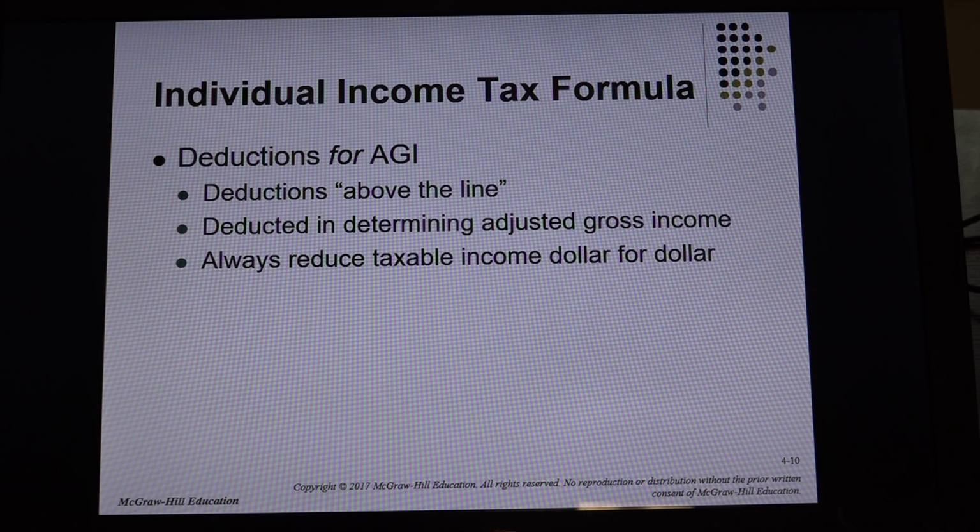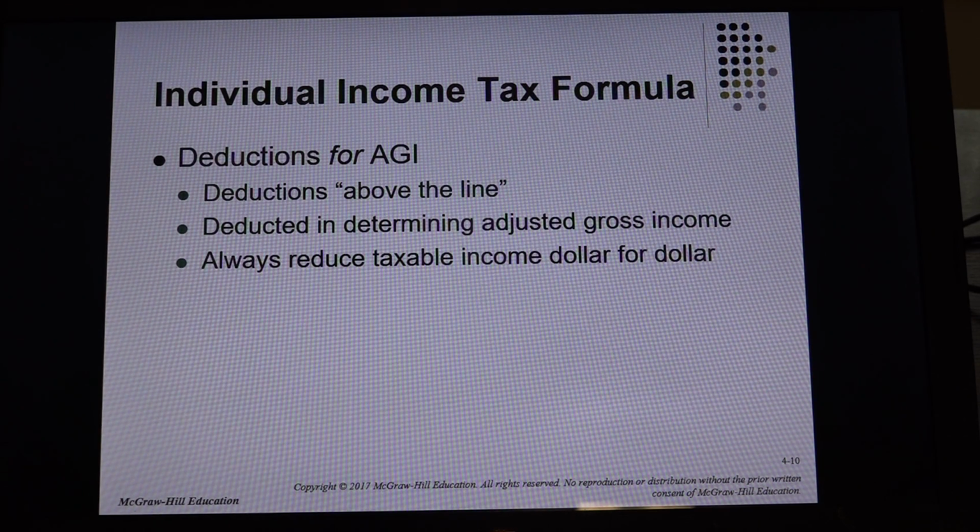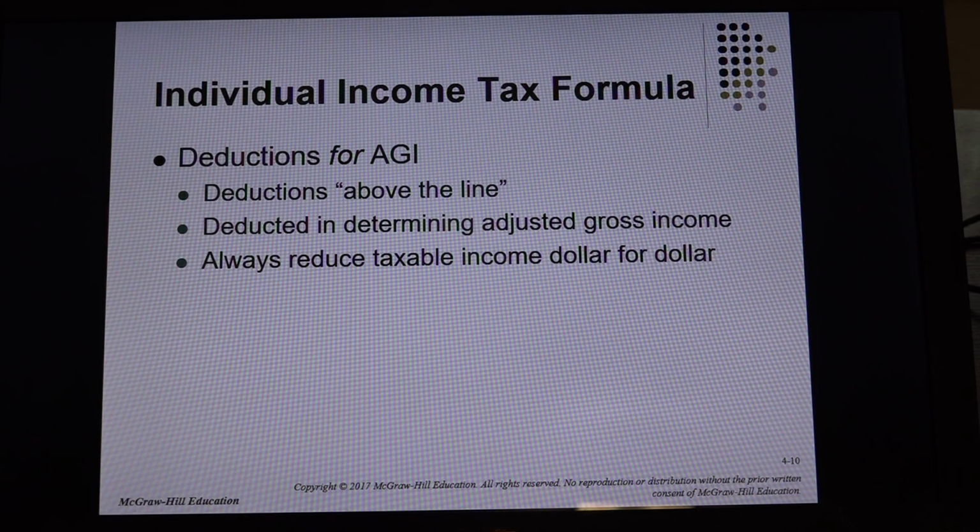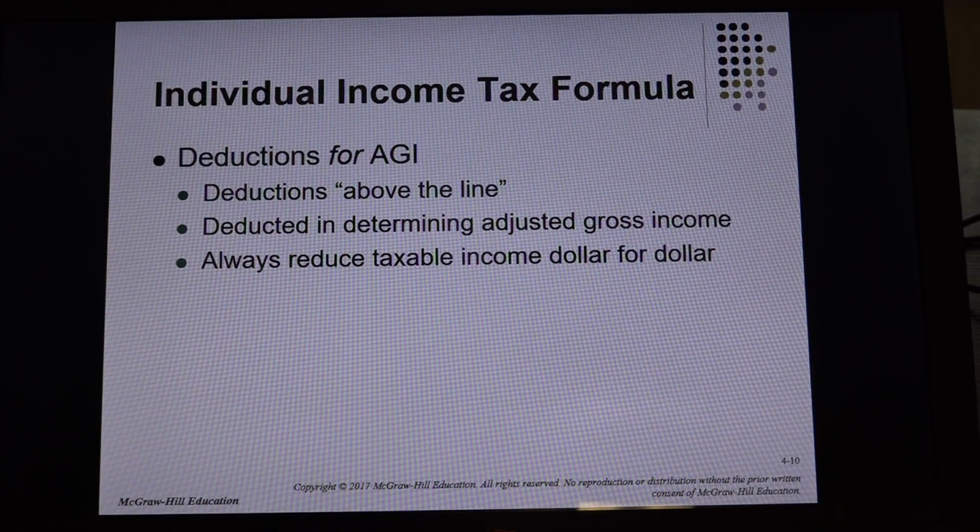And so these items, lines 23 through 35, really, are deducted from total income to come up with adjusted gross income. And so these reduce your taxable income dollar for dollar. What we'll see with itemized deductions is it's not a dollar for dollar reduction. Here it's a dollar for dollar taxable income reduction.